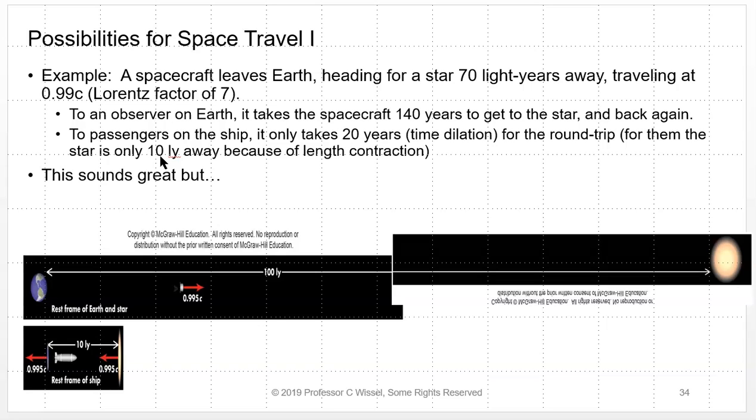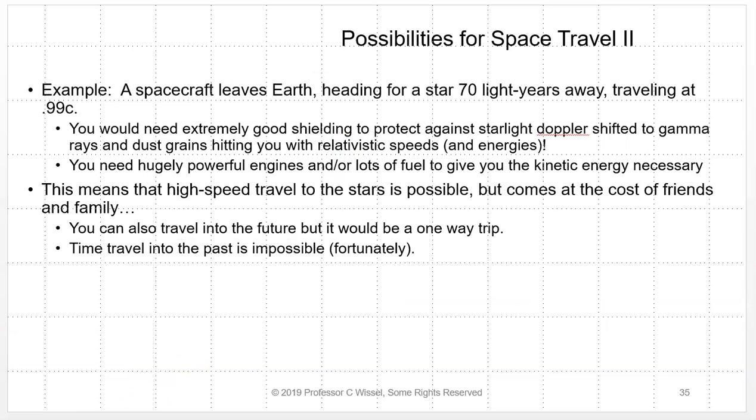Now, this sounds absolutely wonderful. You wouldn't age very much. You'd age 1/7 as fast as the rest of the universe. For most people my age, we would really like this. But it always comes at a price. The price is you would need extremely good shielding to protect against starlight that is Doppler shifted to gamma rays. So starlight would be lethal. And dust grains would hit you with relativistic speeds and energies. It'd be like a stone hitting your windshield with the force and the energy of an atomic blast. You would need hugely powerful engines and or lots of fuel to give you the kinetic energy necessary.